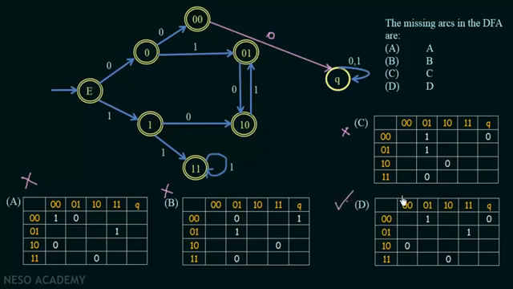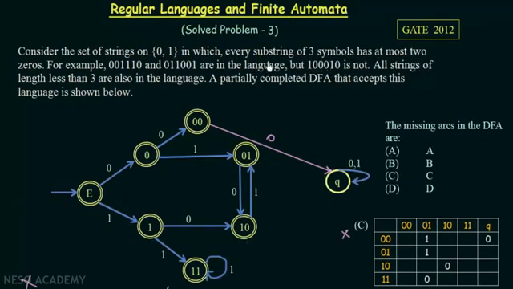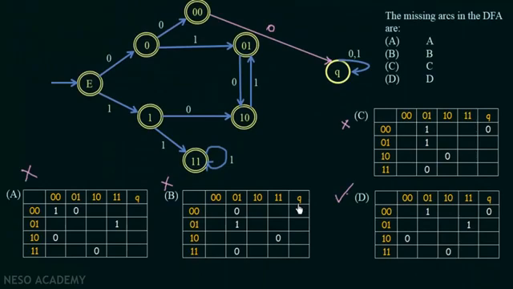If you want, you can draw the missing arcs using this transition table, but I will not be doing it right here. So this is how we can solve this problem using minimum amount of time without solving the entire thing. Now if we apply this option D and draw the missing arcs, we will see that the language that we had, which says that every substring of 3 symbols will have at most 2 zeros, will be satisfied, and then our DFA will be complete. So the correct option is option D for this question.